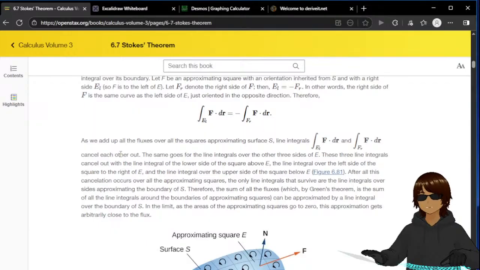As we add up all the fluxes over all the squares approximating S, the line integrals cancel each other out. The same goes for line integrals over the three other sides of E. These three line integrals cancel out with the line integral of the lower side of the square above E, the line integral over the left side of the square to the right of E, and the line integral over the upper side of the square below E. After all this, the cancellation occurs over all the approximating squares. The only line integrals that survive are the line integrals over the sides approximating the boundary of S.